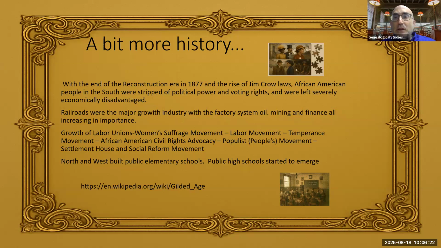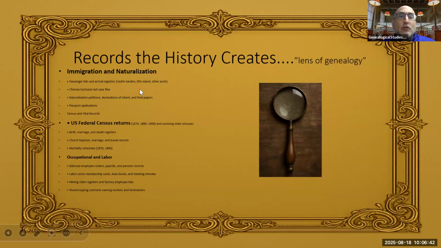This is the beauty of genealogy, because you begin to try to figure out where your ancestors fit in history, and where they fit in the puzzle brings more meaning to their lives and to the traditions and stories that they brought down to you. So, in looking at history through the lens of genealogy, we ask ourselves what records were created by this history.